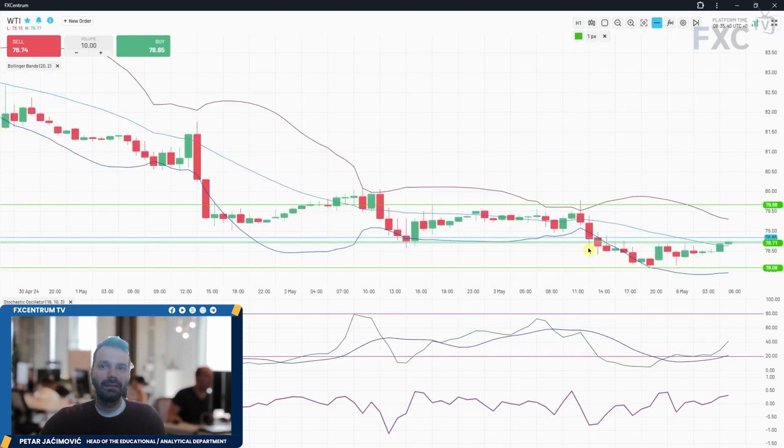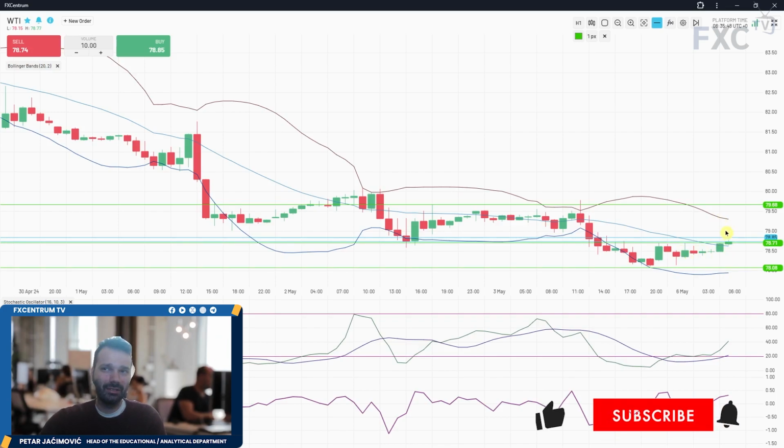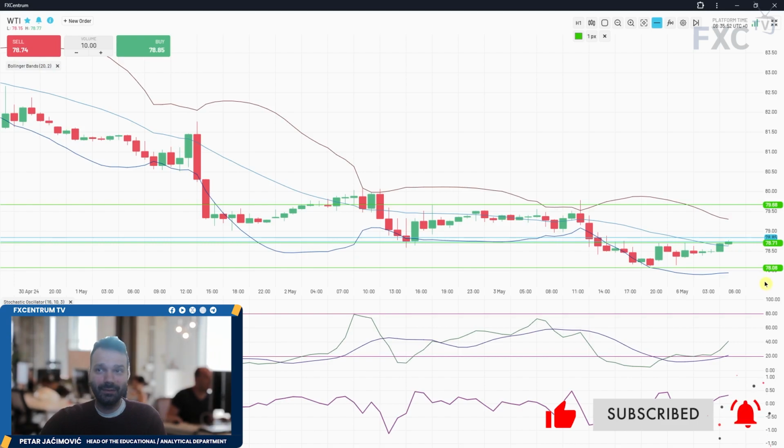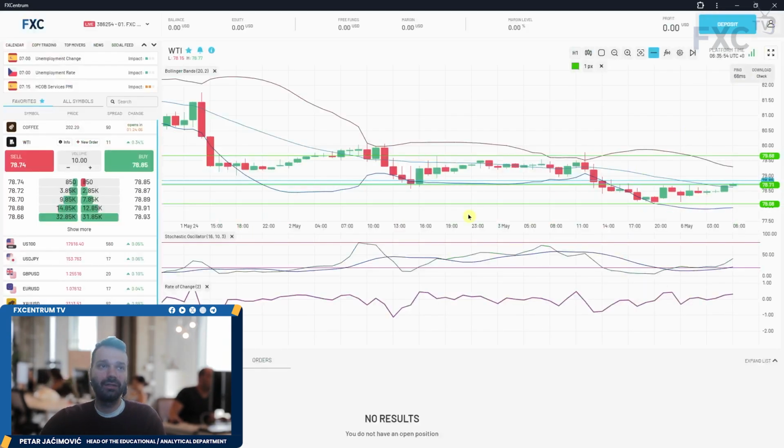Let's take a look at the hourly time frame. So we can see here it's a tight consolidation, the breakdown, and now we have some more consolidation. The Bollinger Bands are pretty much flat at this point, so eventual rebreak of 78 can be a good confirmation for the further downside.